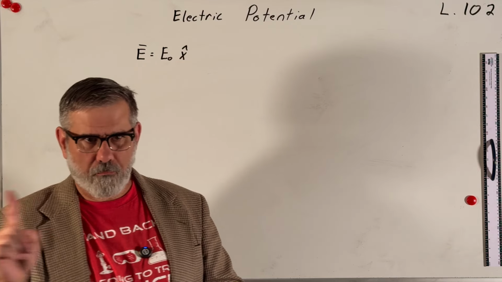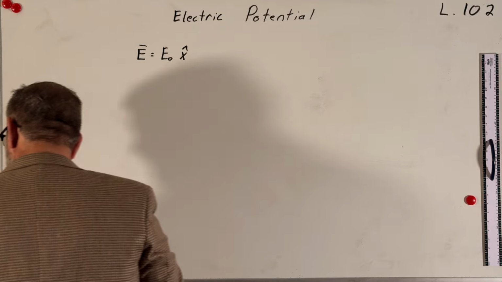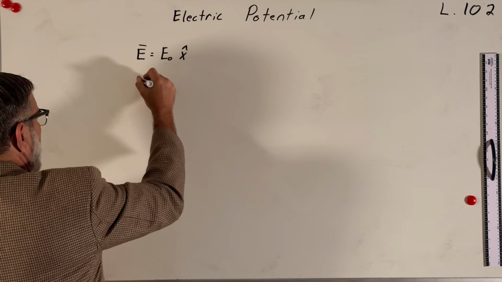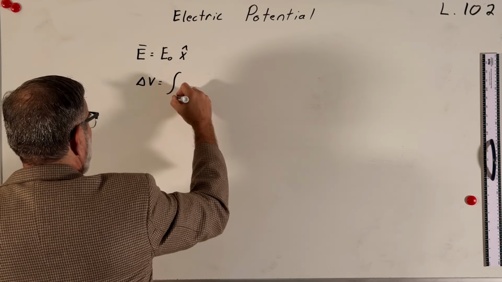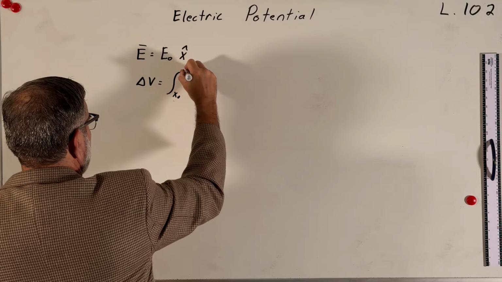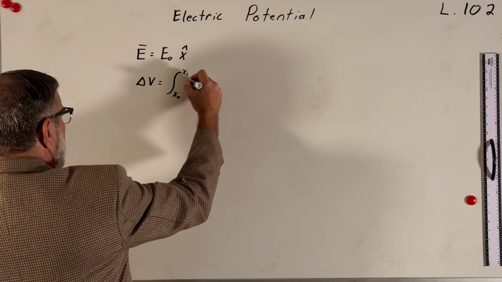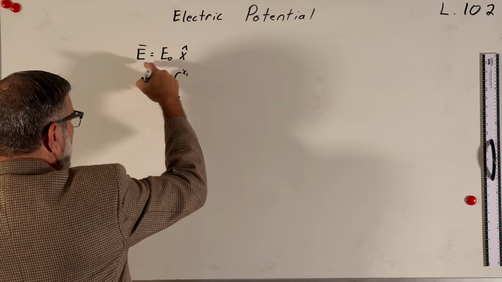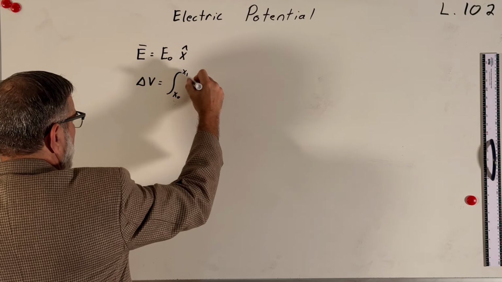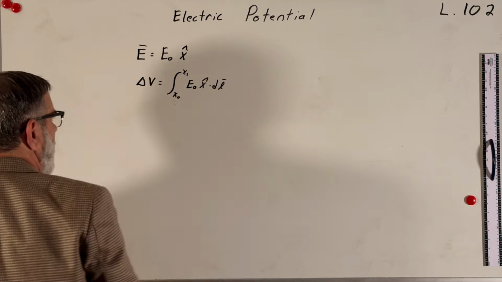It doesn't change with distance, okay? Just a uniform electric field in the x direction. So we can then write that delta V is equal to the integral from x naught to x1 of E dot dl, which is just going to become E naught times x hat dot dl, right?